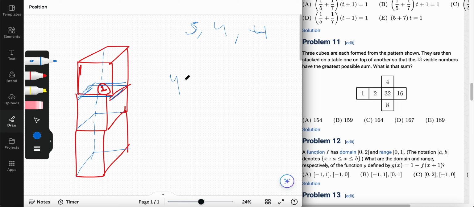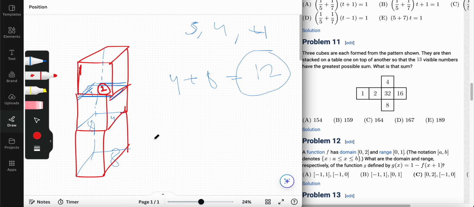I think 4 and 8 would be the least sum, which is 12, because if you do 1 and 32, that's 33. 2 and 16 is 18. So 12 is the least. So you would do a 4 right here and an 8 right here. Same thing for the bottom one. You would do a 4 right here and an 8 right here.